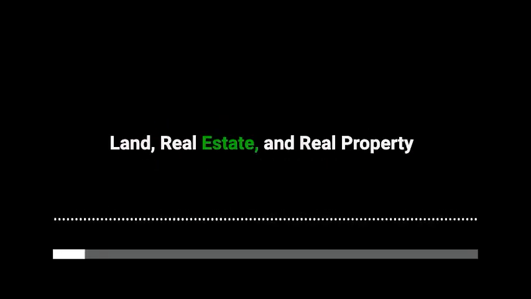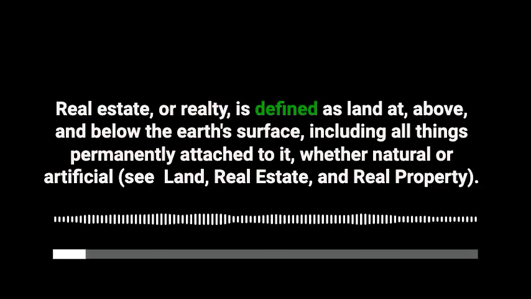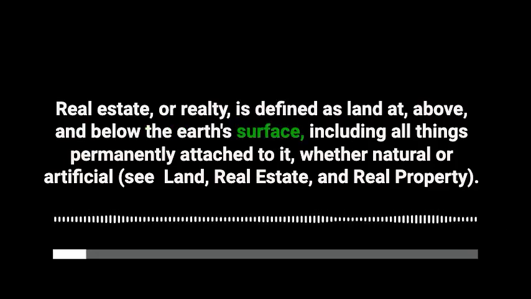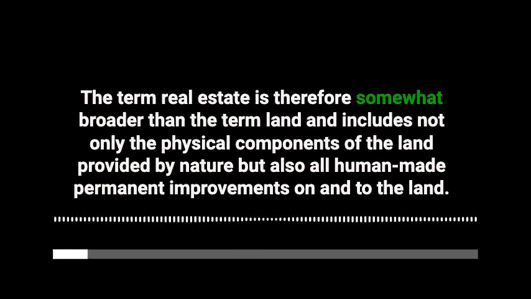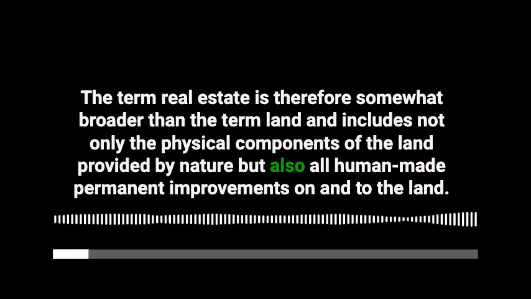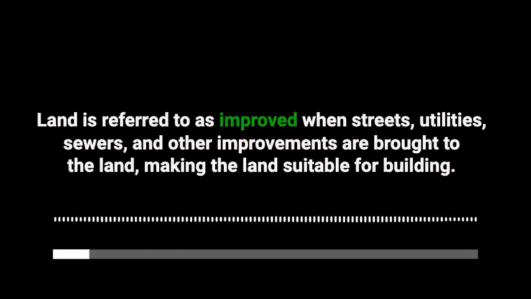Land, real estate, and real property. Real estate. Real estate, or realty, is defined as land at, above, and below the Earth's surface, including all things permanently attached to it, whether natural or artificial. The term real estate is therefore somewhat broader than the term land and includes not only the physical components of the land provided by nature, but also all human-made permanent improvements on and to the land. Land is referred to as improved when streets, utilities, sewers, and other improvements are brought to the land, making the land suitable for building.